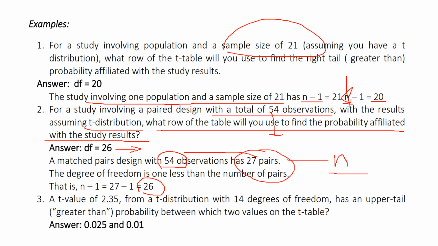For number 3, the t-value of 2.35 from a t-distribution with degrees of freedom equal to 14 has an upper tail greater than probability between which two values on the t-table? So our answer is 0.025 and 0.01. So for us to visualize more of this, let's deal with your next slides.